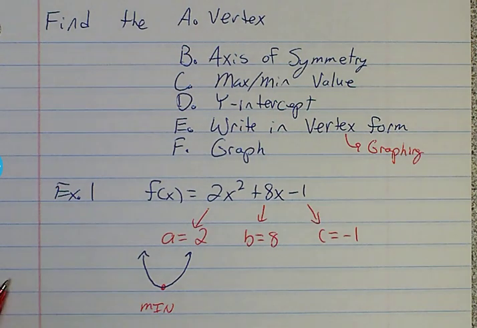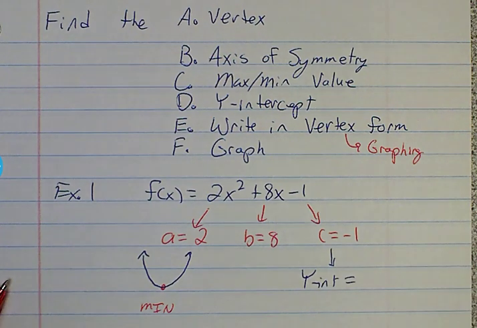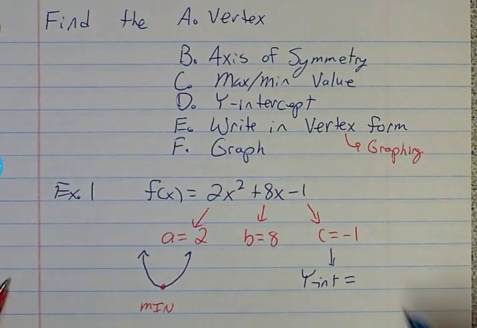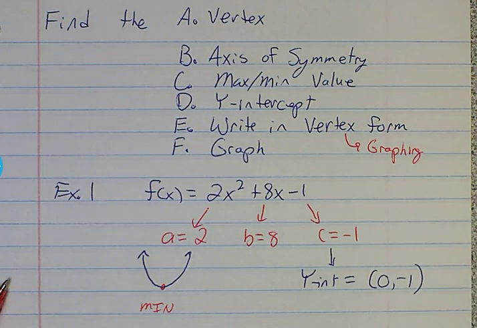And then the one other thing you get from this one that you get without doing anything at all, the C value right here, that means that your y-intercept. And on the test, I'll take either way. You can tell me it's negative 1. I think online they're going to make you do it as an ordered pair, so that would be the 0, negative 1.